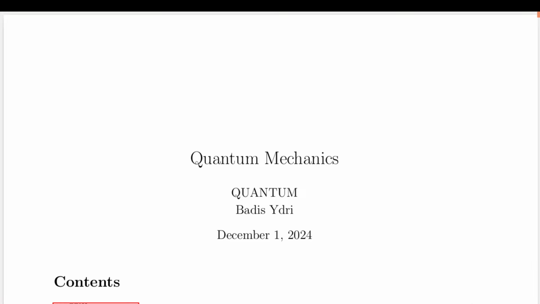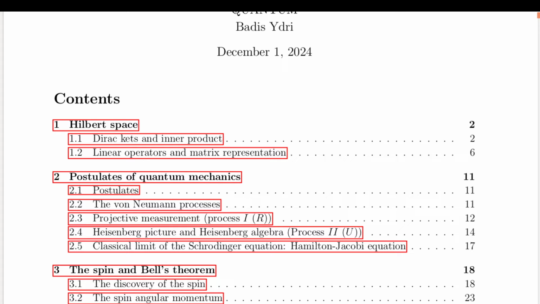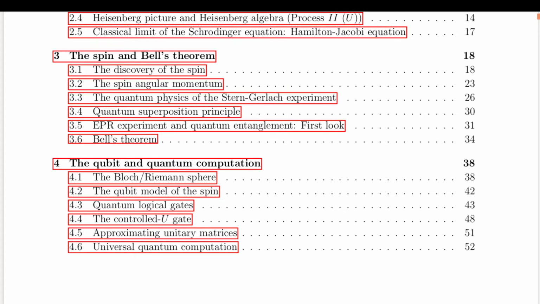Welcome back to Quantum. Today, we're diving into the fascinating world of quantum computations, exploring how qubits, quantum gates, and operations like the controlled NOT (CNOT) gate and controlled U gate form the foundation of universal quantum computation. We'll also reveal how approximating unitary matrices and the universality of quantum operations shape the future of computing.